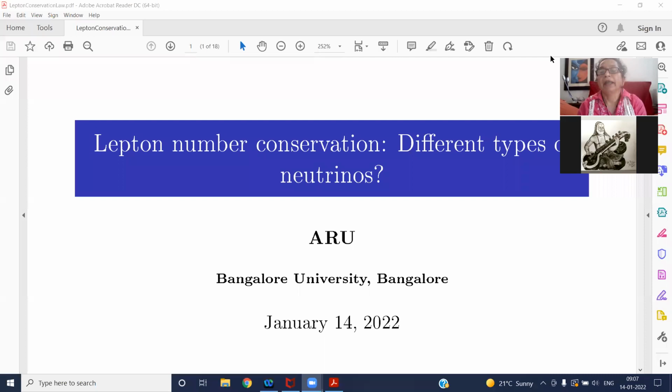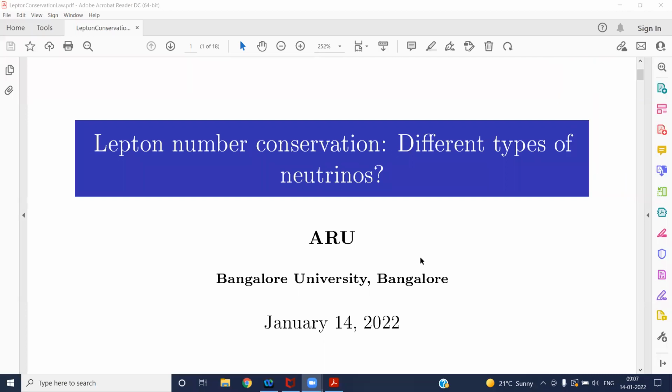Yes, ma'am. Okay. So last time I was telling you about baryon number conservation. That is, the number of baryons in the universe remains the same. The baryon number on the left-hand side of a process should be equal to that on the right-hand side of any elementary particle process. I gave you some exercises on that also.